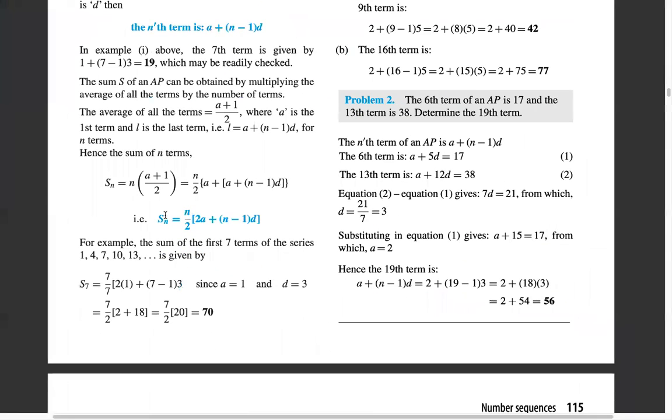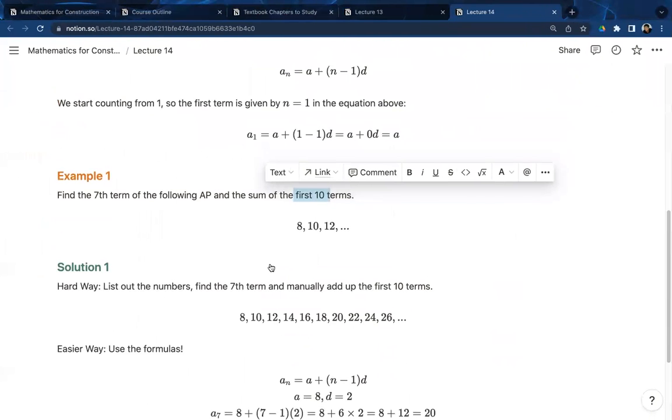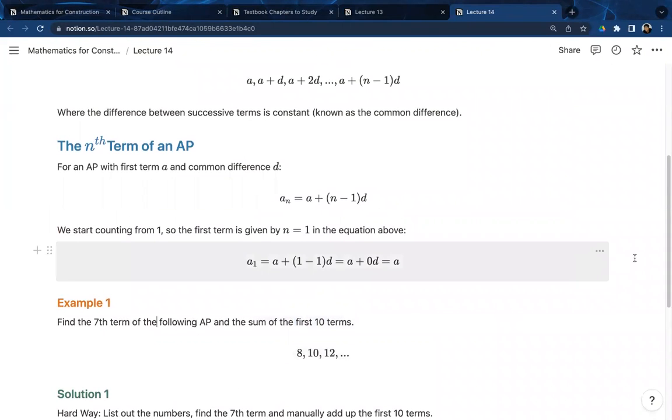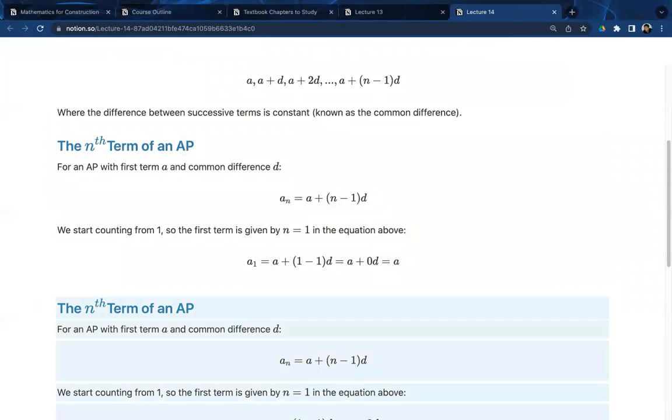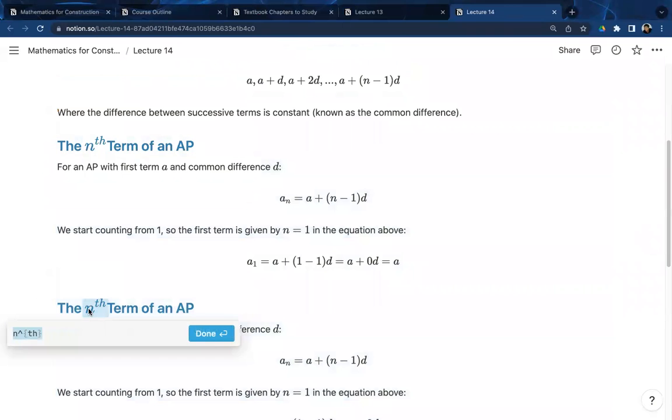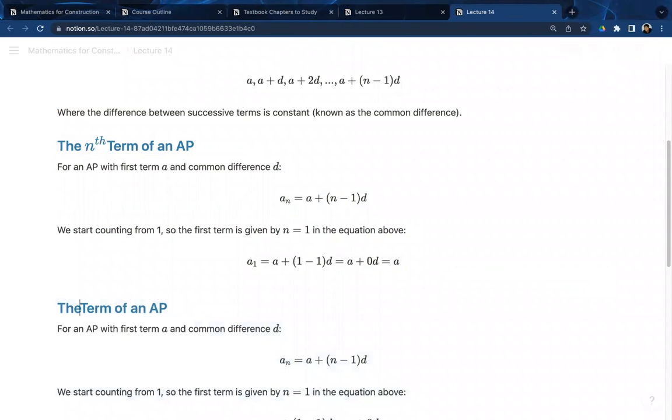That's what this formula is here. This formula is the sum of the first n terms of an arithmetic progression. You don't really need to understand the proof of it. You just need to know how to apply it. You need to know the actual formula. So let me backtrack and clear this here.